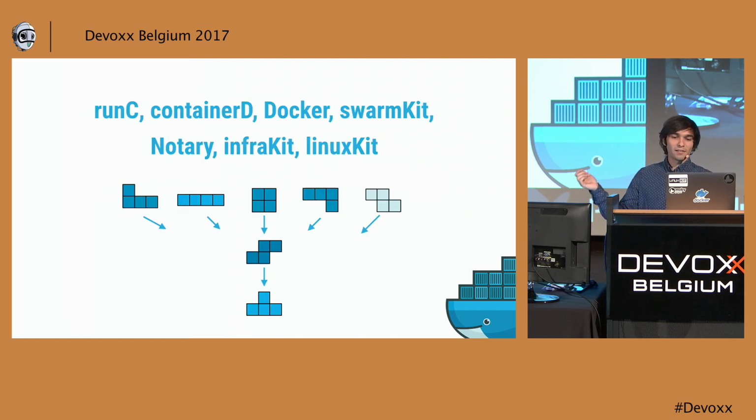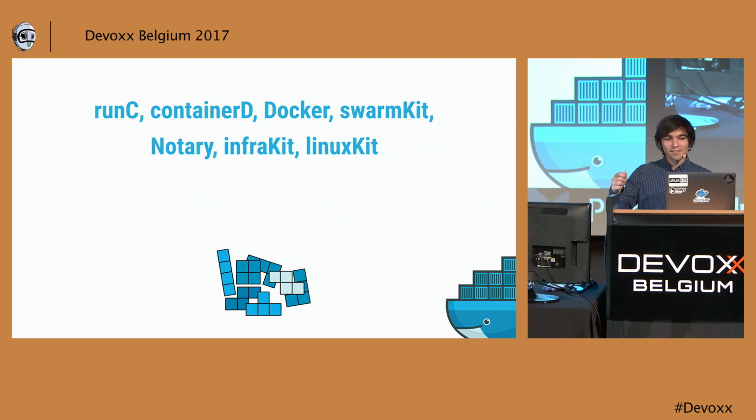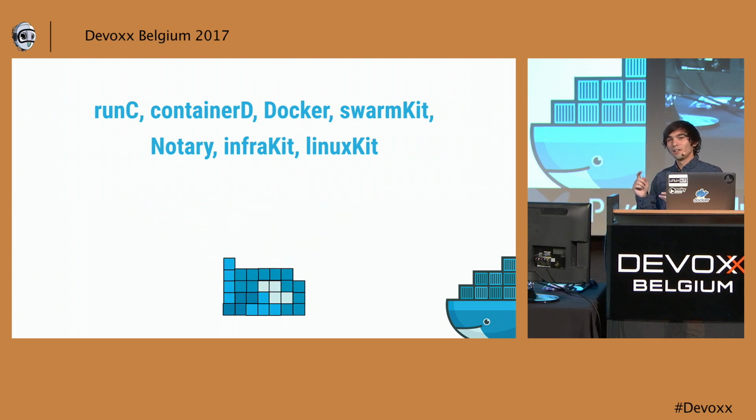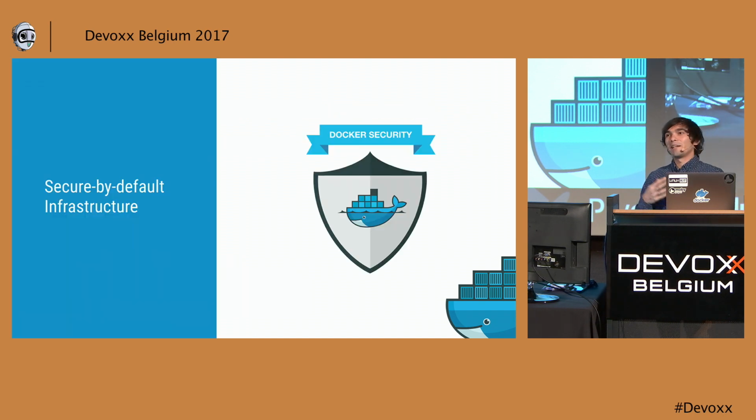And then if you want to add InfraKit and LinuxKit to the mix, you have runC, containerd, Docker, SwarmKit, Notary, InfraKit, LinuxKit. You now have a secure by default container infrastructure. Right? You have InfraKit spinning up LinuxKit-based OSs, which you can then use for your Docker, SwarmKit, Notary platform.